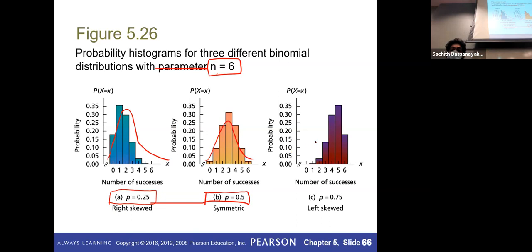It is symmetric. Third one, when probability increases, like 0.75, we have again a skewed one. It is left skewed. So you can see when the probability of success is changing, these graphs or distributions are also changing.